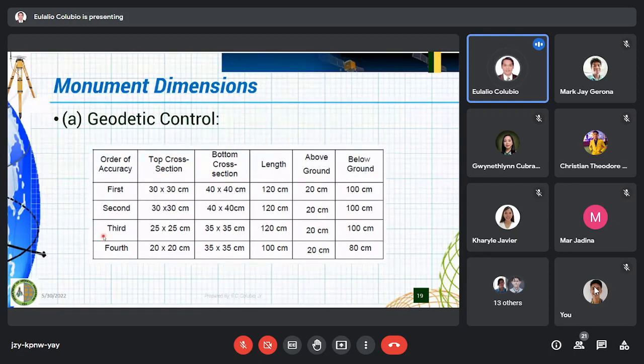Third order, the top dimension is a bit smaller, 25 by 25, and the bottom is 35 by 35 centimeters. The height is the same, 1.2 meters, and the same height above and below the ground, 20 and 100 cm. So fourth order, the top is smaller. Usually we see this along highways, and you can also see this type of monument at the guard post.